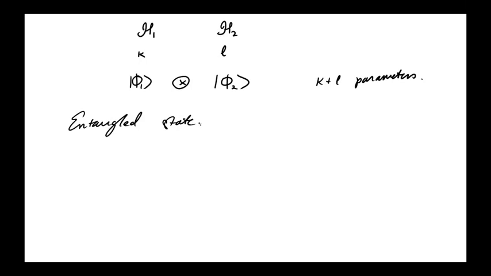And these states cannot be described using k parameters on the first space and L parameters in the second space. And that's the reason why, in general, most of the states of this composite system are going to be entangled. And this is why we need k times L parameters to describe a general state of this composite quantum system, which we describe by the Hilbert space H, which is H1 tensor H2.